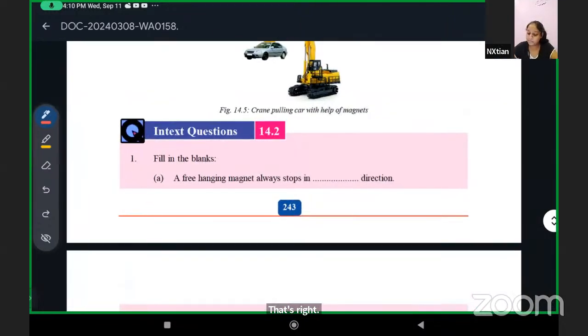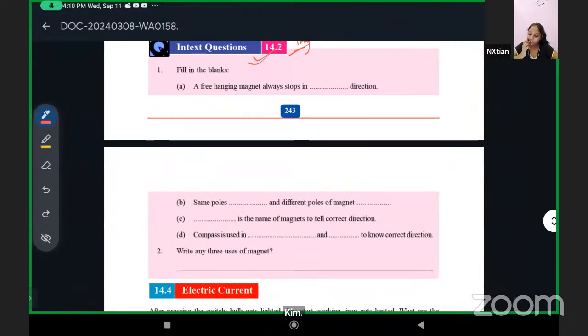For 14.2 also, you can try it out. Please try it out.